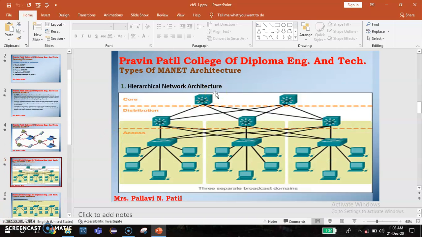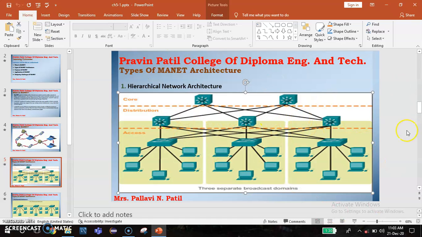Next, types of the architecture used in MANET. The MANET is an autonomous system of mobile hosts connected by wireless links, whereas in a cellular network, communication between two mobile hosts completely relies on the wired backbone and fixed base station. There are two types of architecture. The first is hierarchical network architecture. What is a hierarchical network architecture?